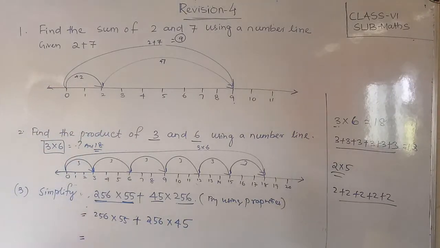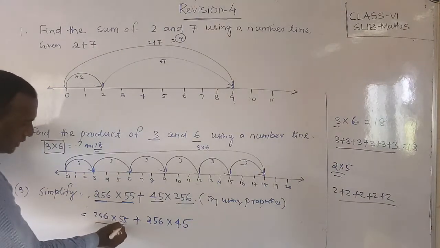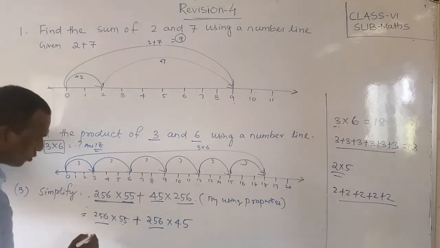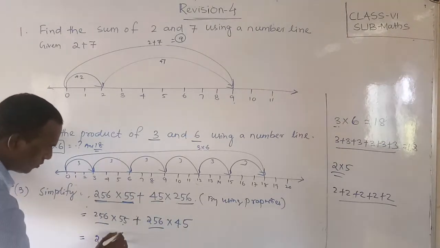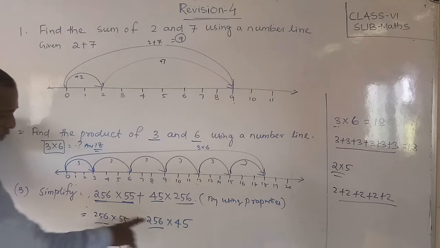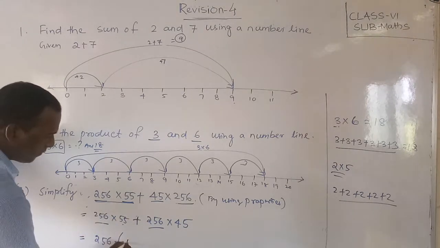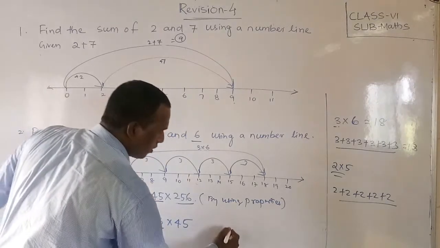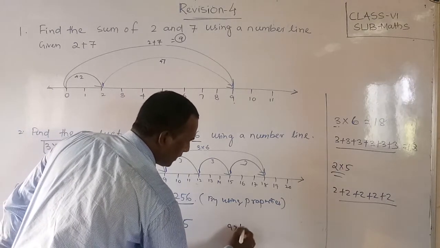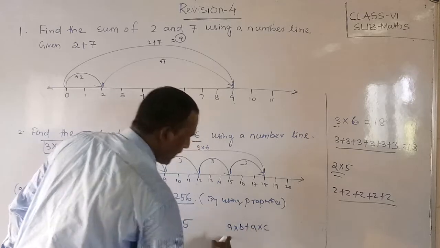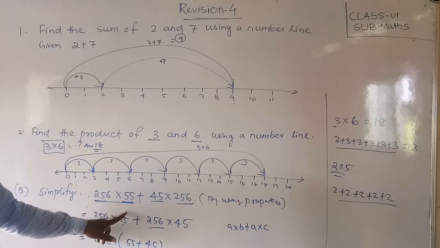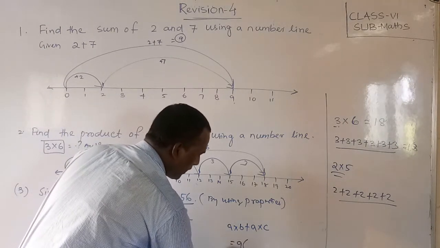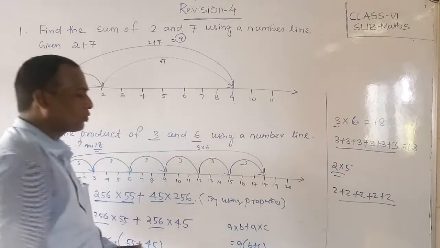Now see here, 256 is multiplied with this and 256 is multiplied with this. If you multiply the same number, you should take out the common one, because you already know the distributive property. If I take 256 common here, what remains? 55 plus 45. Students, there is one law, the distributive law. If A into B plus A into C is there, A is here, this is the B, this is the C, then the answer will be A bracket B plus C. This is the distributive law.